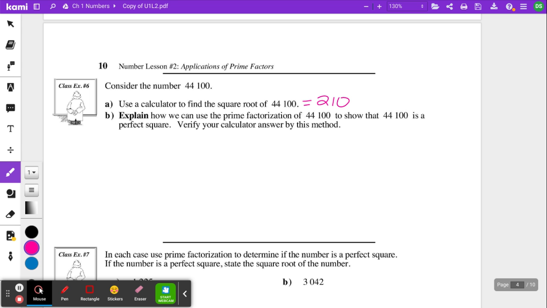Now let's explain. I am not going to ask you what the square root of 44,100 is. I'm just not gonna do that on your test. I'm gonna say, show me, explain it, prove it. Okay? So here's how you would do this, using prime factorization. So here we go.